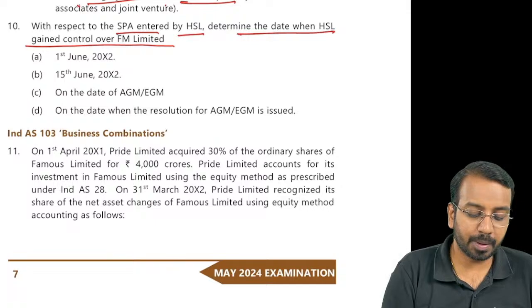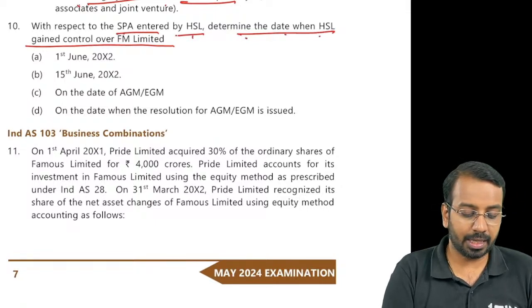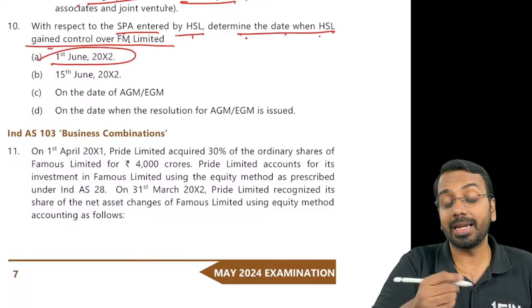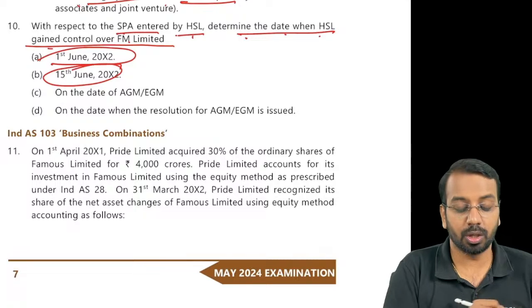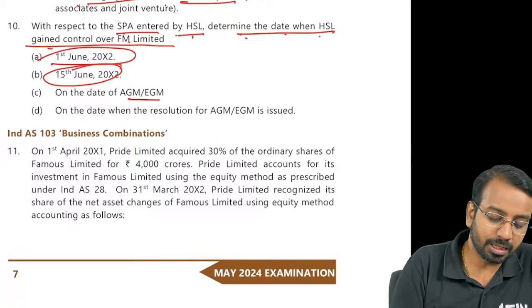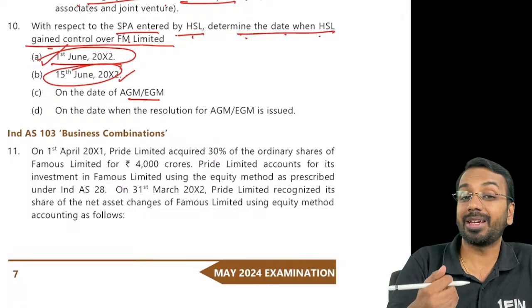Then, with respect to share purchased entered by HSL, determine the date when HSL gained control over FM. When did we purchase? 1st of June. By when can we exercise the option? 15th of June. Now the question is, when do we get control? Please remember, AGM has happened. On 1st June we got some stake. Before 15 we can exercise.